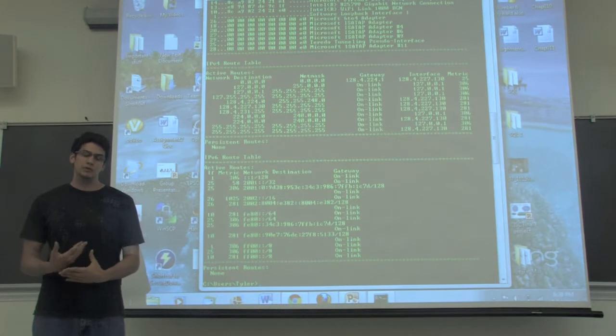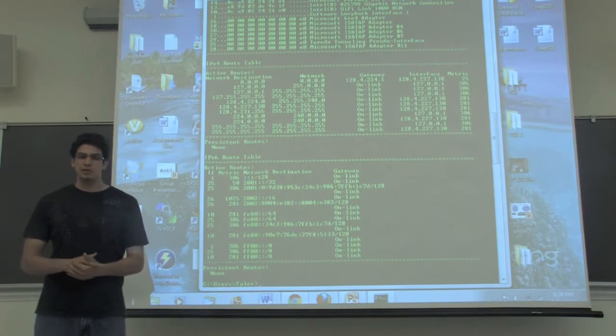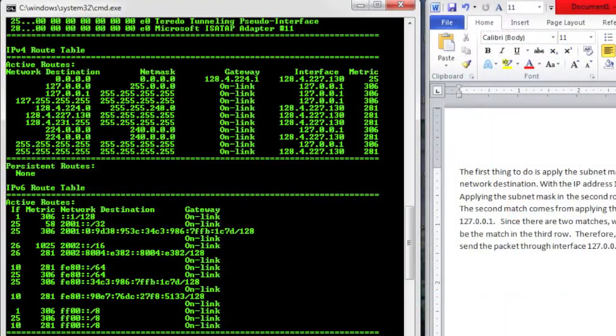Now, can one of you tell me what you would do if I gave you the IP address 127.0.0.1? The first thing to do is apply the subnet mask of each row to the address you gave and see if it matches the network destination of that row. With the IP address 127.0.0.1, there are only 2 matches in this table. Applying the subnet mask in the second row yields an address of 127.0.0.0, which is the first match.